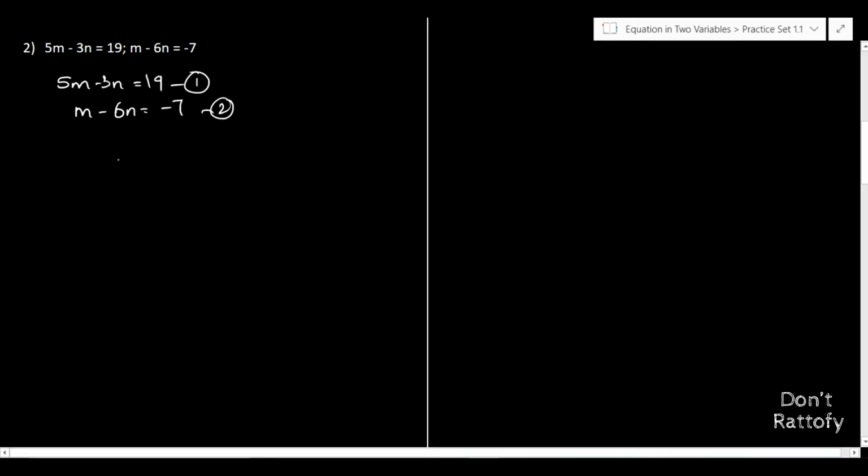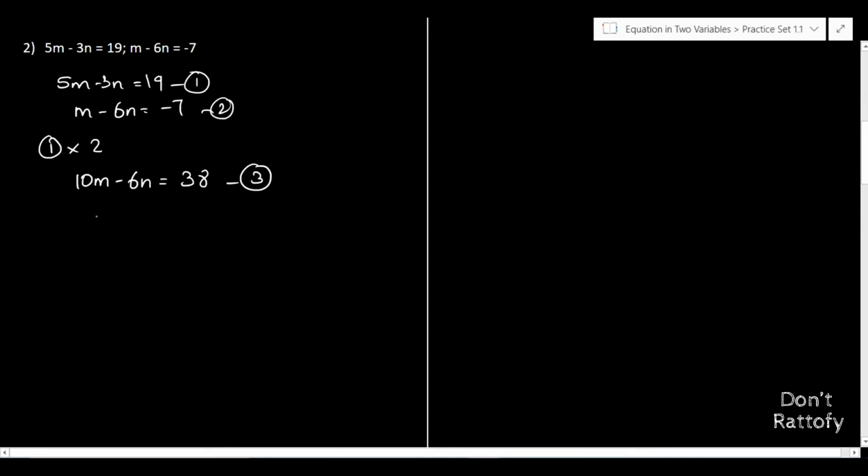I am going to multiply minus 3 by 2. So in other terms I am going to multiply equation 1 by 2. If I do so, I will get 5 2s are 10m minus 3 2s are 6n is equal to 19 2s are 38. This is my equation 3.